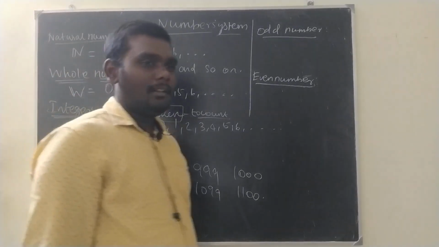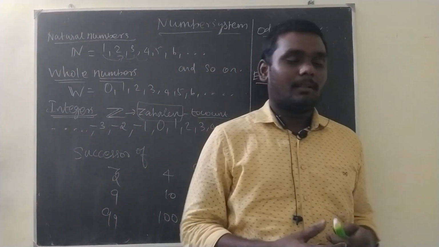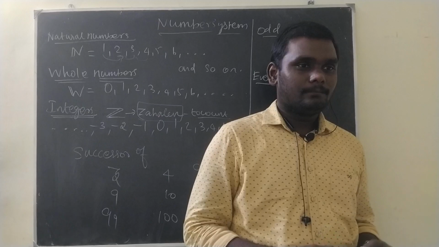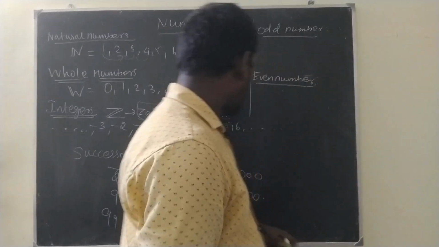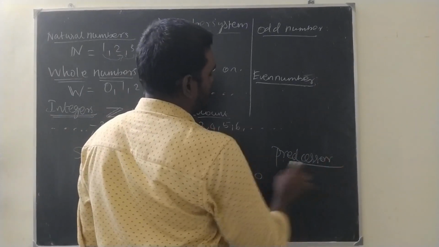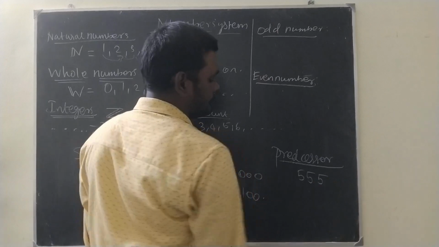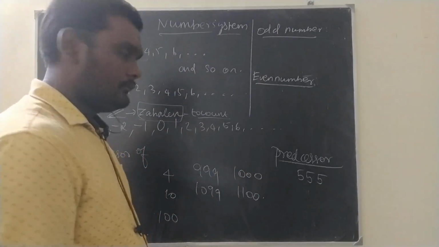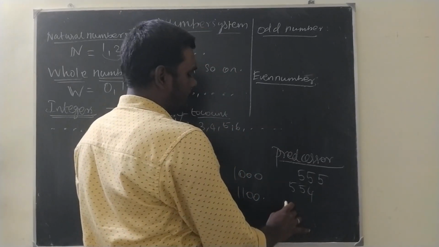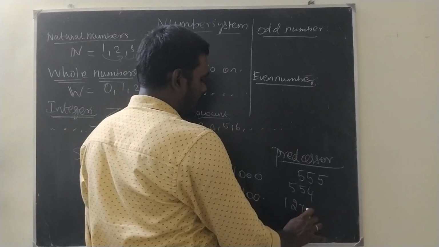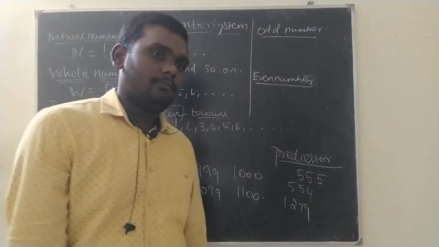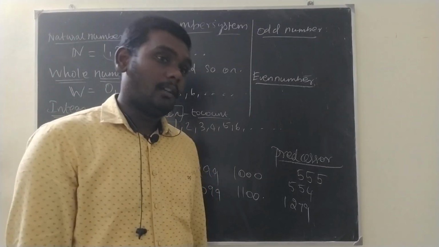Then the number which is before the given number is called predecessor. Can you say what is the predecessor of 555? 554. And the predecessor of 1279? That is all. So predecessor, successor, that is how it works.